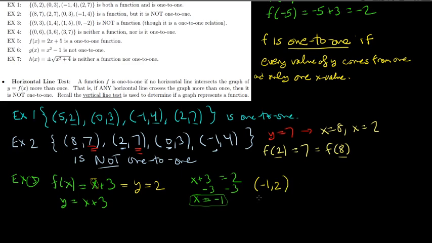And if y is 2, that can't happen for any other x. It's not going to happen for 17. If x is 17, y is definitely not 2. That can't happen, not for this function, not for this example. For example 3, that can't happen. So when y is 2, that only comes from x equals negative 1. So it turns out that this function here is also 1 to 1, because every y comes from only one value of x.